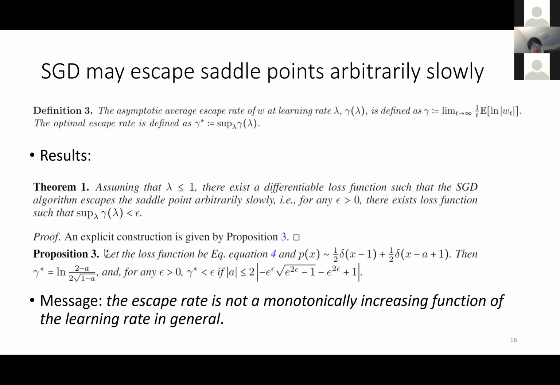This is constructed by proposition 3, which is given here. The loss function is still the same as the warm-up example, and the data distribution is also the same. You can calculate the optimal escape rate to be this value. And if you plot it, it's not a monotonic function. So the message is that the escape rate is not a monotonically increasing function of the learning rate in general.